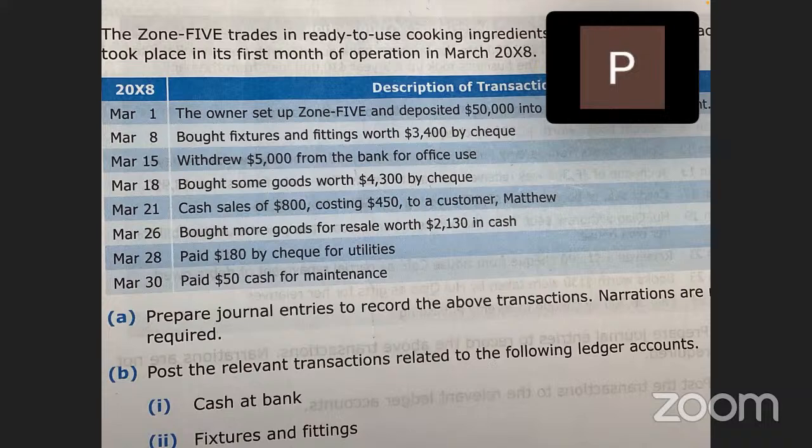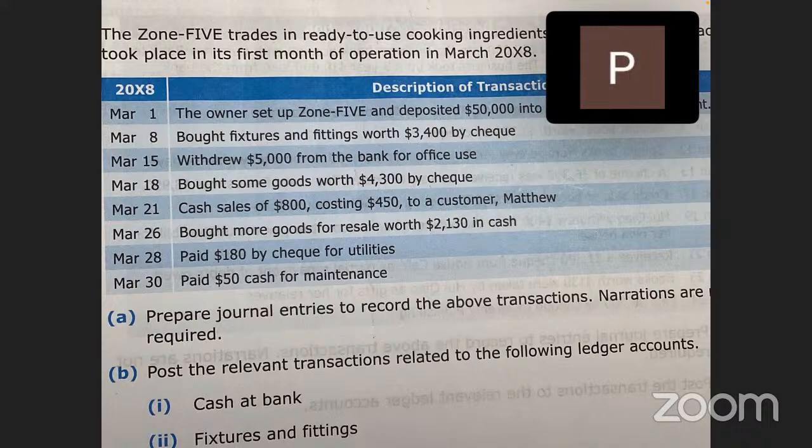Because chapter 3, ma. The March 8 one, never mind, March 18. Let's go back to March 18. So inventory increased 4,300. Cash at bank decreased 4,300. So far, so good, right? What is that? Asset, liability, income, expense? What do you think? Asset. Which one is asset? The inventory is asset.